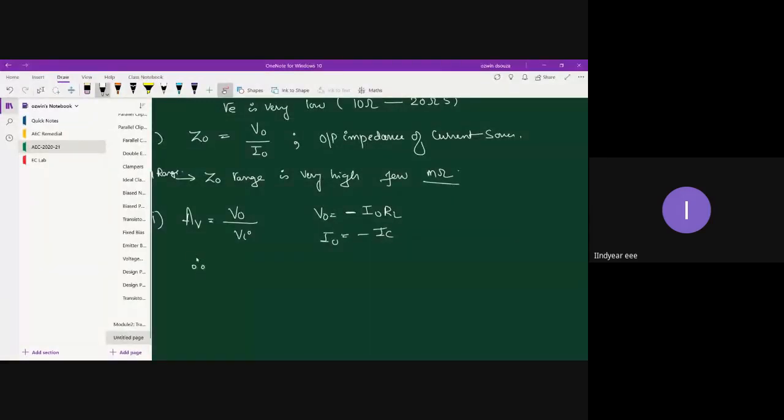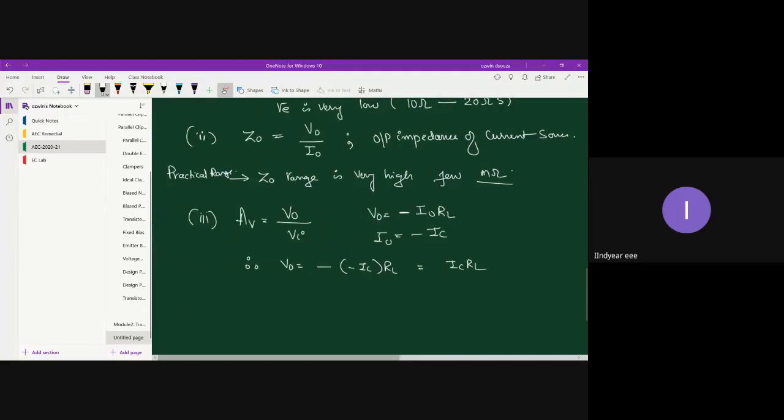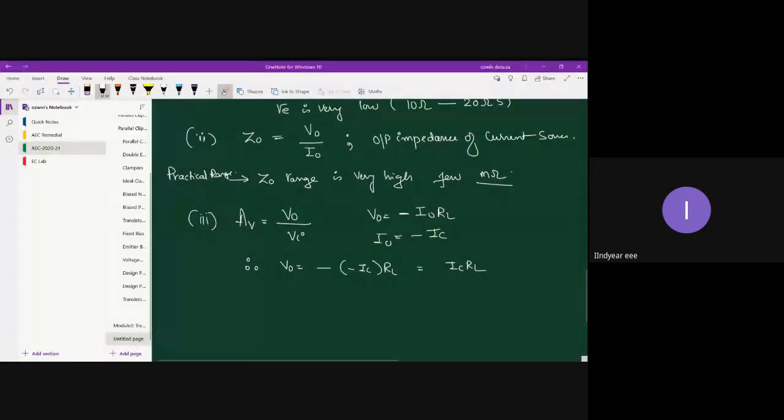Therefore, your V0 becomes minus of minus IC into RL, which is IC into RL. All right. So that's your V0. See, this is very, very important. All right. So this is how we get trapped in module 2. That's the reason students keep complaining that module 2 is difficult. If you learn by heart, it is difficult. If you understand, it won't be that difficult. All right, fine.